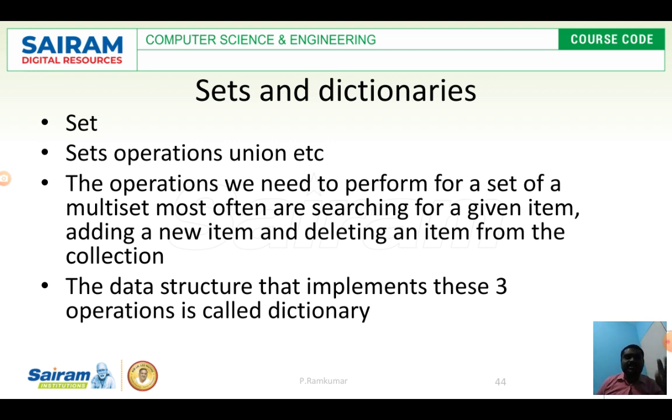And intersection means we choose the common elements. The data structure that implements these operations is called a dictionary. Dictionary means we can perform insertion or deletion, or we can search for some element in the set. This is called a dictionary.